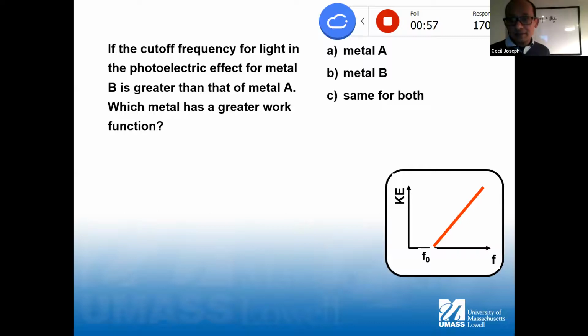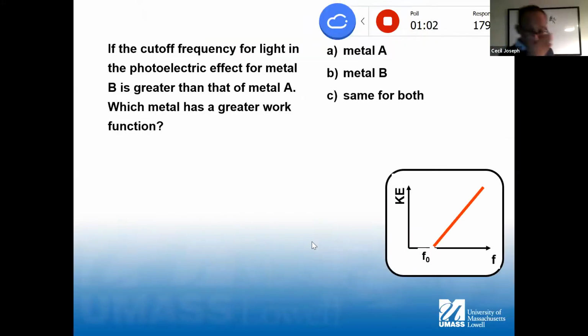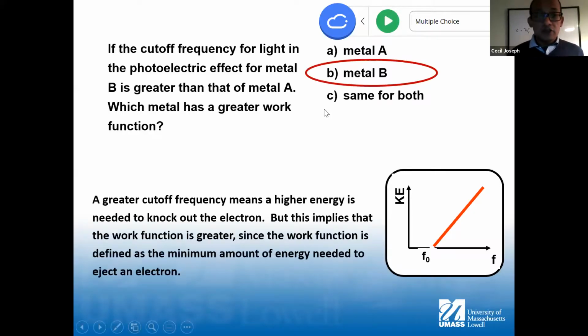Very good. The higher work function corresponds to the higher cutoff frequency. You need the energy of the photon to be at least the work function to eject an electron. The energy of the photon is hf. The higher the value of the work function W, the higher the value of the cutoff frequency. So that's metal B.